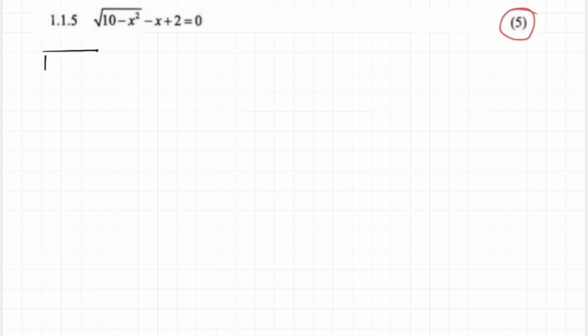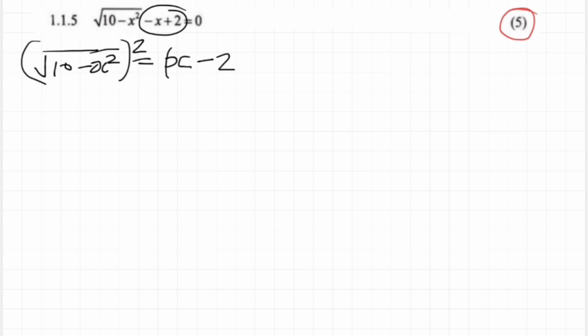For example, you're going to be left with 10 minus x squared, and we take all this to the other side. So negative x squared is going to be positive here. This is going to be negative 2. So this is what we call isolation. Next, you just need to square both sides to remove the square root, just like that.